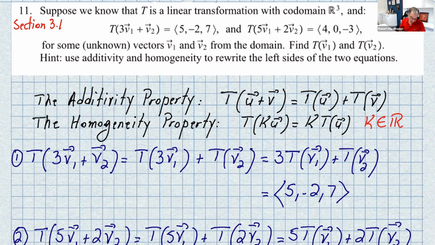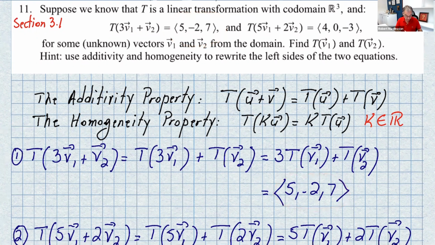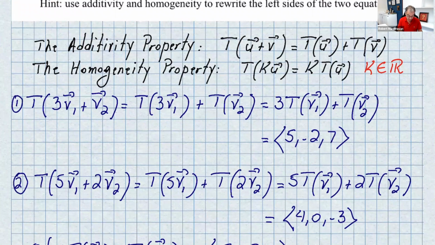Now let's see how we can use that. If we go to the first one, and I call that number 1, T of 3v1 plus v2 can be written as T of 3v1 plus T of v2. Then we can use the second property and write this as 3 times T of v1 plus T of v2, and we know that's (5, -2, 7). Now the second one, T of 5v1 plus 2v2 is T of 5v1 plus T of 2v2. And you can write that as 5 times T of v1 plus 2 times T of v2. And that's (4, 0, -3).